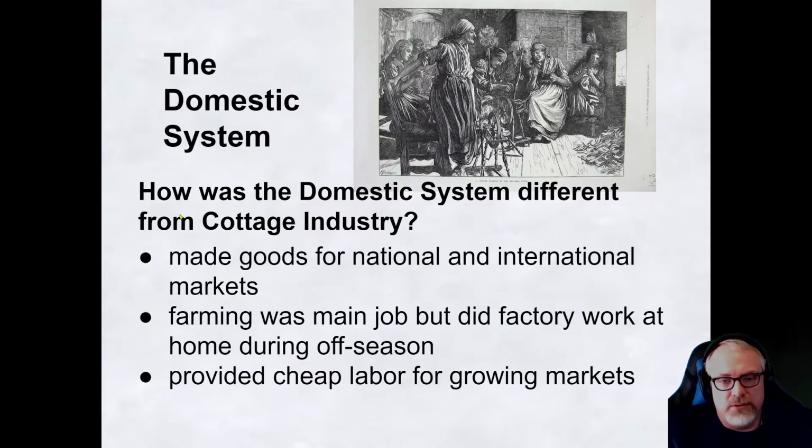Once you put your crops into the ground, you don't really have a whole lot to do from that point on. You need to sharpen the plow, take care of the cattle, things like that. But for the most part, you have downtime and you can use that to work. And then this provides cheap labor for growing markets.